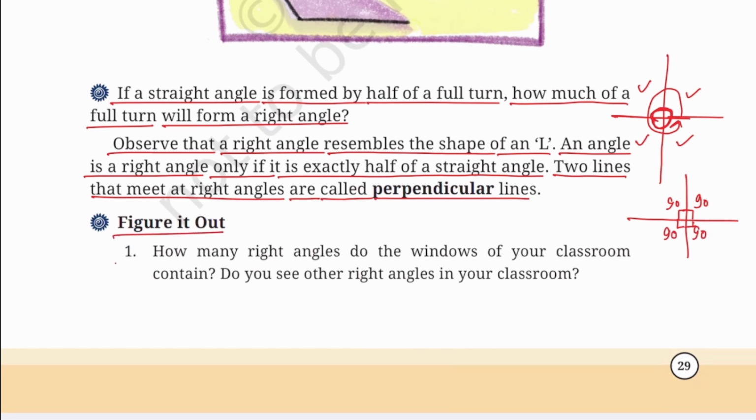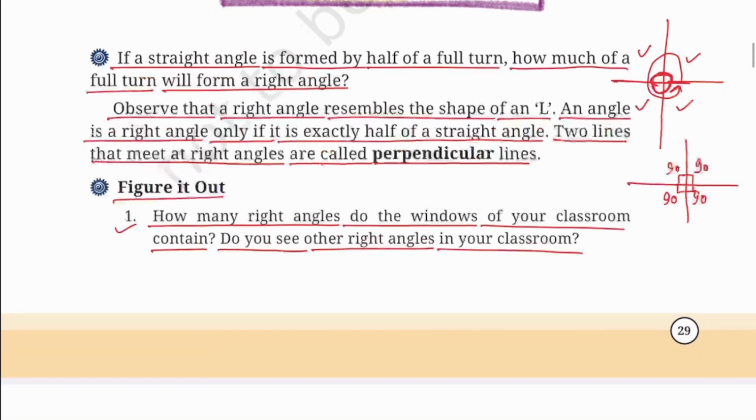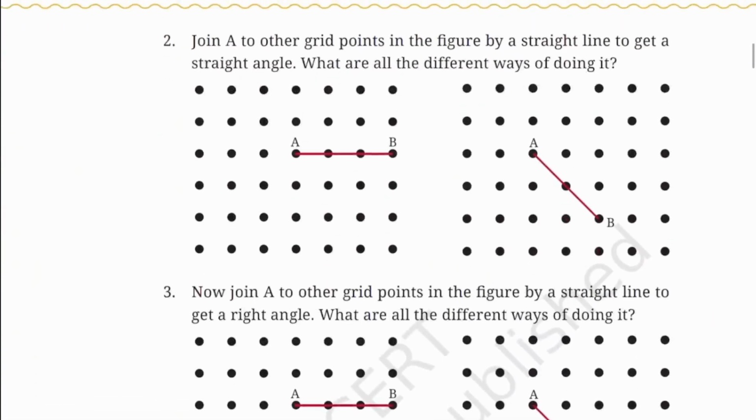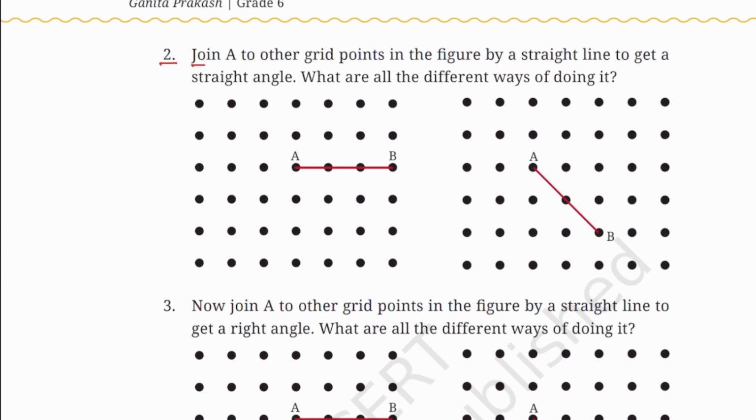Figure it out. 1. How many right angles do the windows of your classroom contain? Do you see other right angles in your classroom? 2. Join A to other grid points in the figure by a straight line to get a straight angle. What are all the different ways of doing it? You can join these points such that a straight angle is formed like this. Similarly, you can do it here.